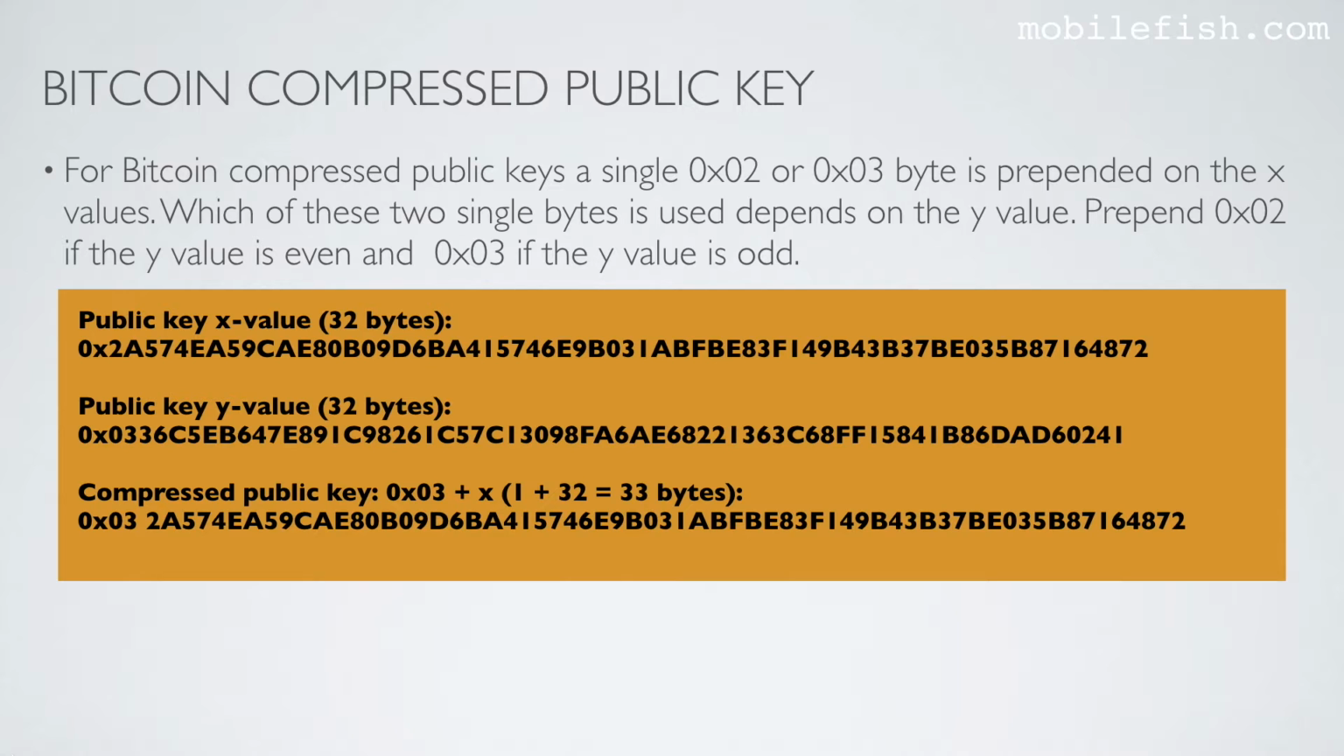Which of these two single bytes is used depends on the Y value. Prepend hex value 2 if the Y value is even, and hex value 3 if the Y value is odd. Here is an example of a public key X value. Here is an example of a public key Y value. And here is an example of a compressed public key. In this example, the Y value is odd. That is why the hex value 3 is prepended to the X value. The compressed public key size is in total 33 bytes.